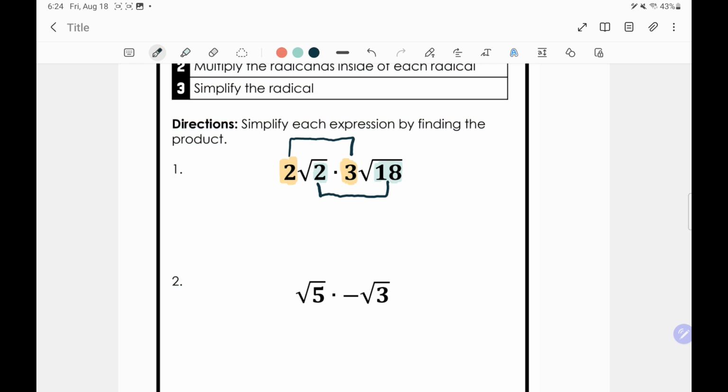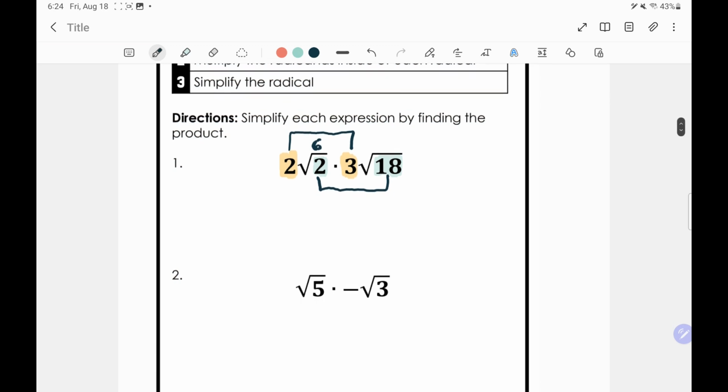Okay, pretty straightforward. So what is 2 times 3? It's going to be 6. What is 2 times 18? That's going to be 36. Okay, so we already did our multiplications. Pretty straightforward. Now let's go ahead and write it.